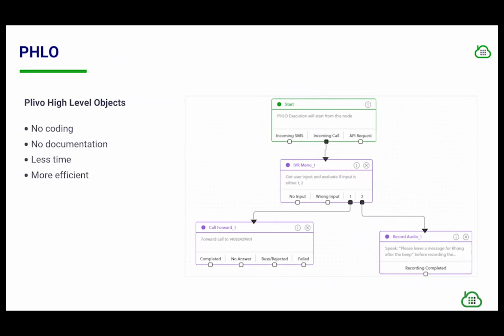Absolutely. Until now. So here's the world with PHLO. Regardless of if you're technical or not, everyone on this call can look at this diagram and understand exactly what's going on. You start where it says start. You can have an incoming phone call or an incoming text message that hits an IVR menu that has two options. One of them forwards a call and one of them records some audio. So what PHLO does is it allows you to have no coding, no documentation. It takes less time to develop and deploy. And so it makes the whole process wildly more efficient.